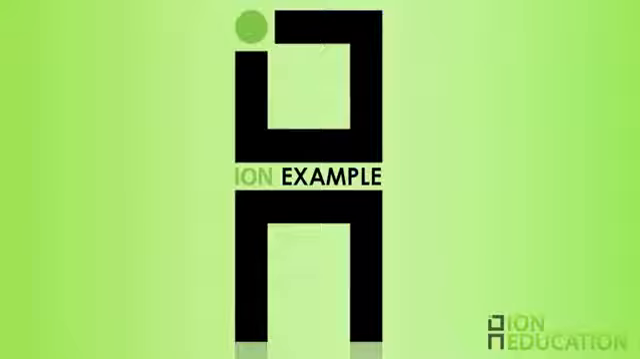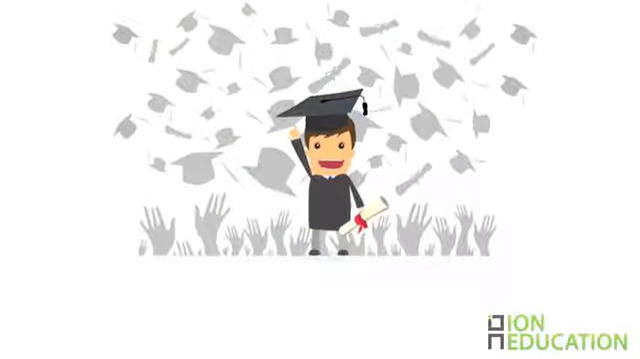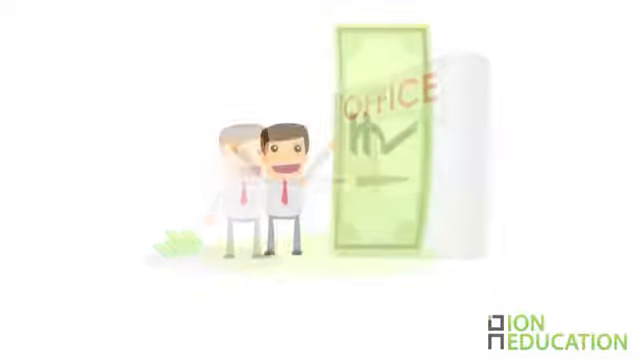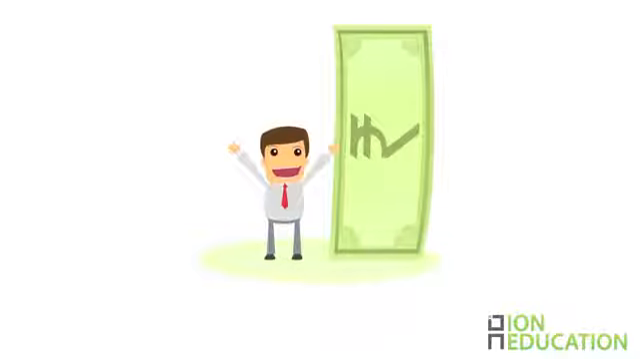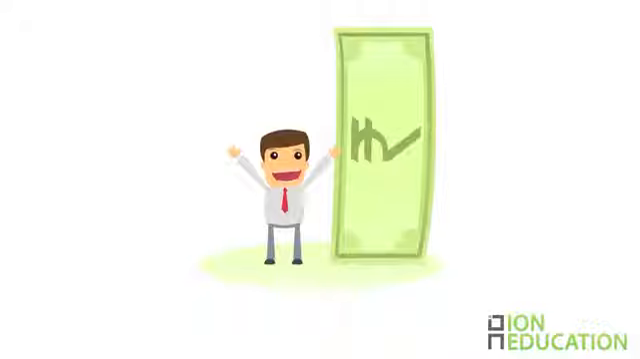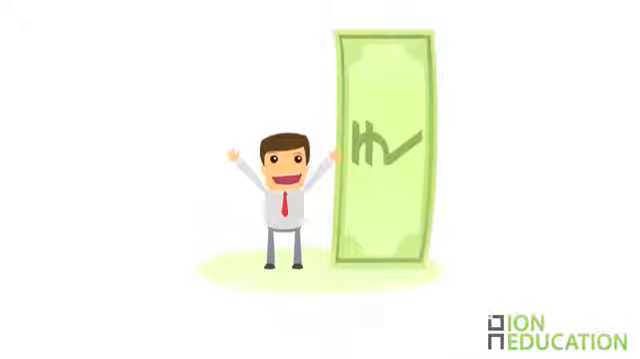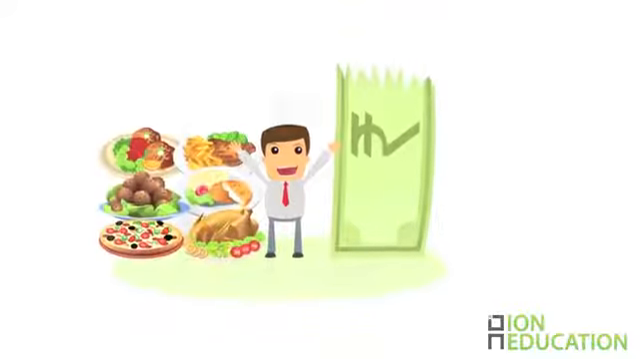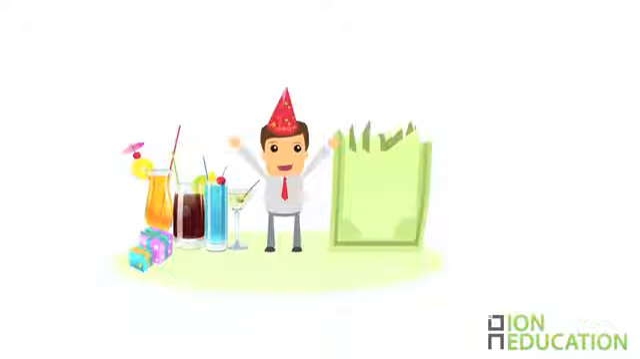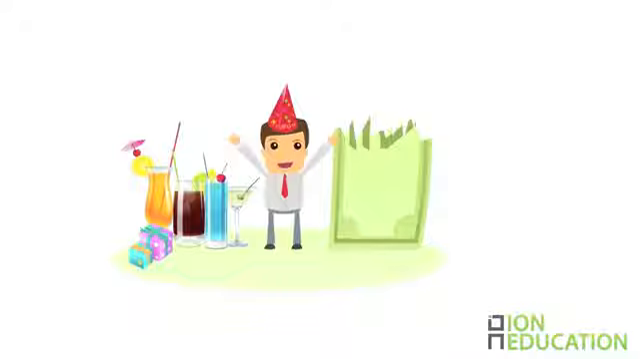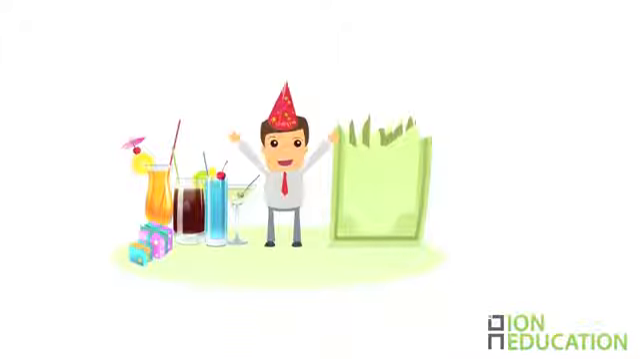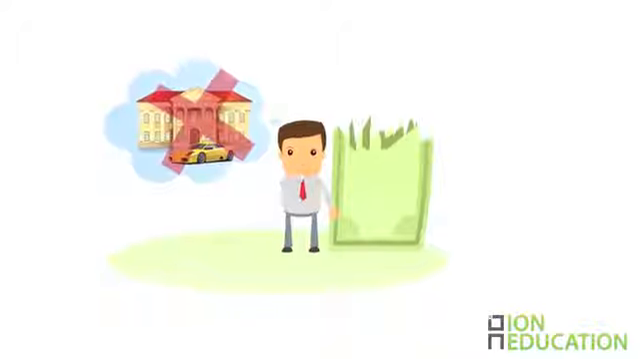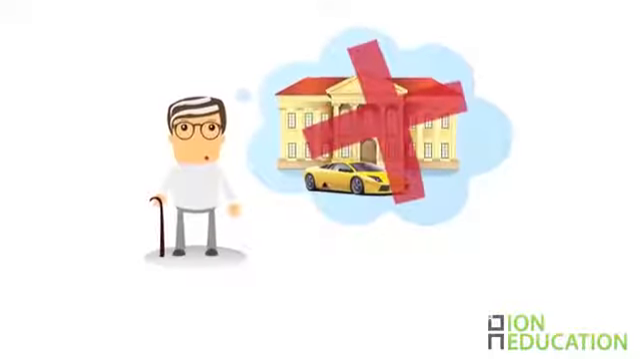Ion example. Ace got lucky after his graduation. He got himself a job paying 50,000 rupees per month, which is 600,000 rupees, or better understood as 6 lakh rupees, in a year. Let's assume half of that is spent on living expenses, eating, drinking, and partying. He's left with 300,000 rupees, or 3 lakhs, at the end of the year. The truth is that he can't buy his dream house or the car he wanted, even after 20 years.